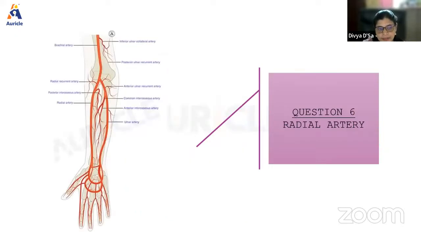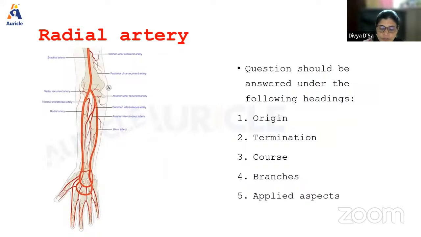Next is radial artery. Origin: where the brachial artery ended, the radial artery begins, near the neck of the radius. It will end near the wrist joint and in the palm. After the wrist joint it passes into the palm and terminates by forming the arches.